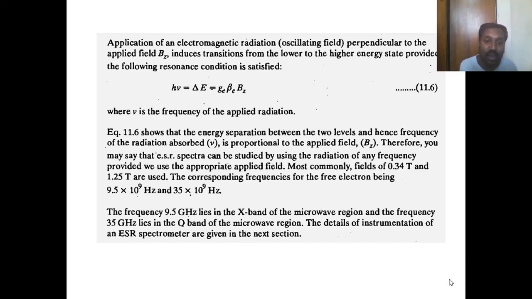Where does this mu fall in? Another important question. In NMR, the absorbed radiation's frequency falls in the radio waves region, whereas in ESR, the absorbed radiation's frequency falls in the microwave region. The 9.5 gigahertz lies in the X band of the microwave region, whereas 35 gigahertz lies in the Q band of the microwave region.